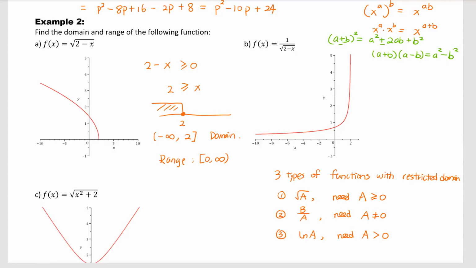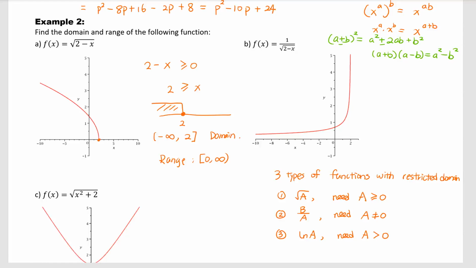Okay, and you can see this. I also provided the graph. So this is the graph. You can see our x is less than or equal to 2, and then the y is greater than or equal to 0. Okay?